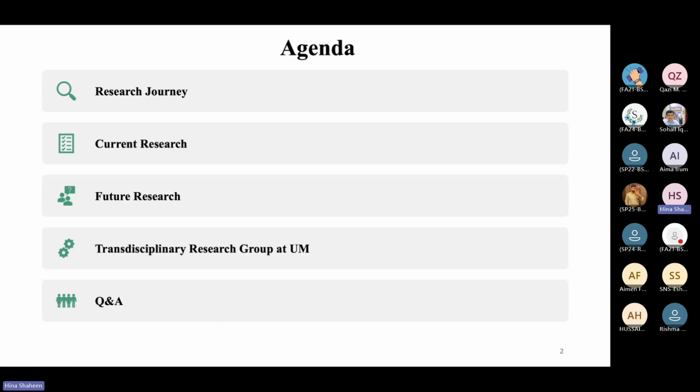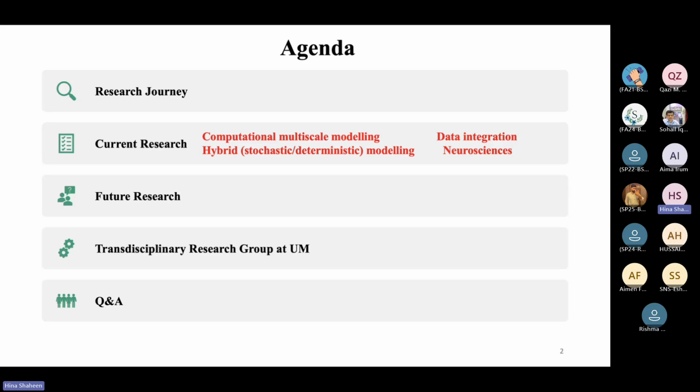The agenda of today's talk involves the research journey behind my PhD and my current research, and also what I aim to do in my future research. My current research is highly multi- and interdisciplinary, and includes computational multiscale modeling of brain networks and the analysis of dynamic processes in neurodegenerative disorders.